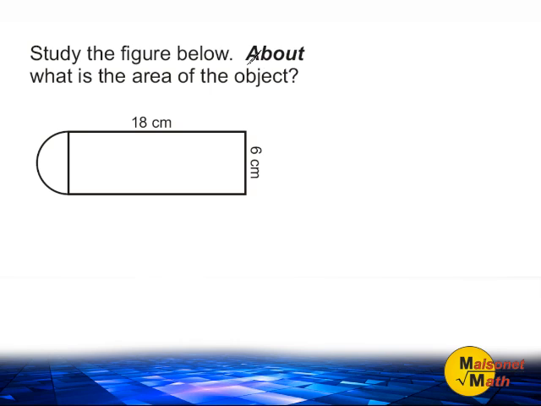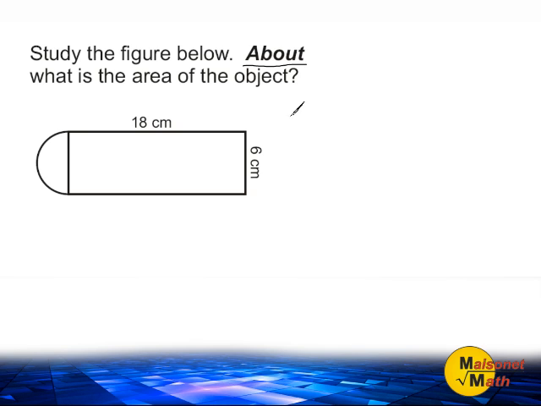This problem is asking us to figure out about what is the area of the object. So what we are going to do is calculate the exact area of the object and then round it to something that is about that answer. The two objects that are shown are one rectangle and one semicircle. So we have to find the area of the semicircle and the area of the rectangle and add those together.